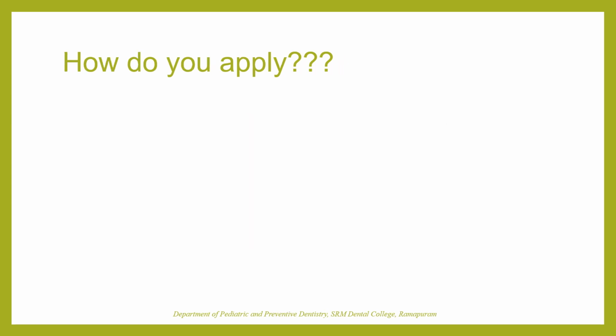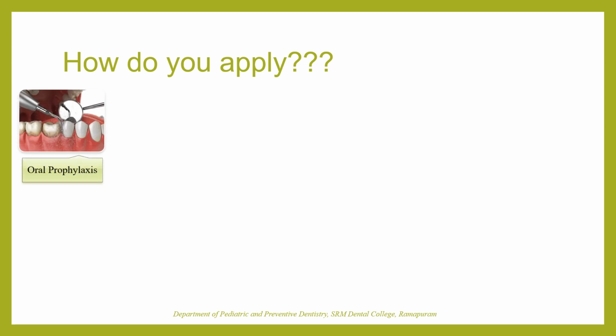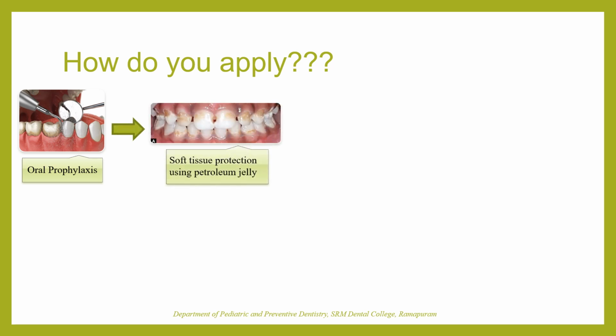Coming to the clinical procedure, how do you apply it? Firstly, explain the procedure and possible adverse events that can occur to the parents and obtain an informed written consent. Then, oral prophylaxis has to be done to eliminate the plaque and debris from the cavitated lesions. A protective coating of petroleum jelly may be used to avoid the possible transitory henna-like tattoo that can occur if SDF comes in contact with the skin and the lips.